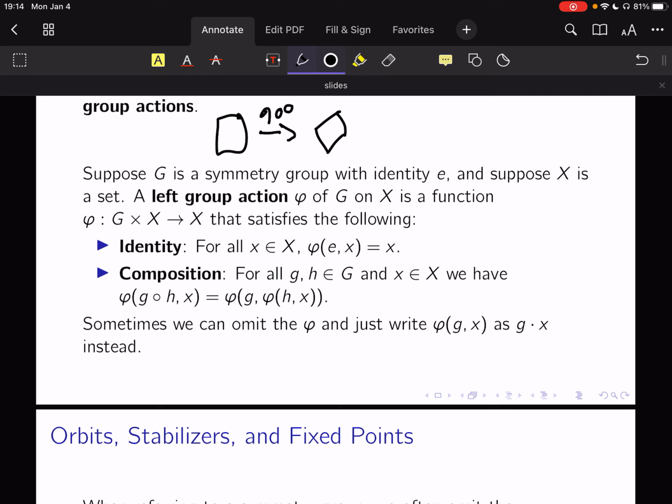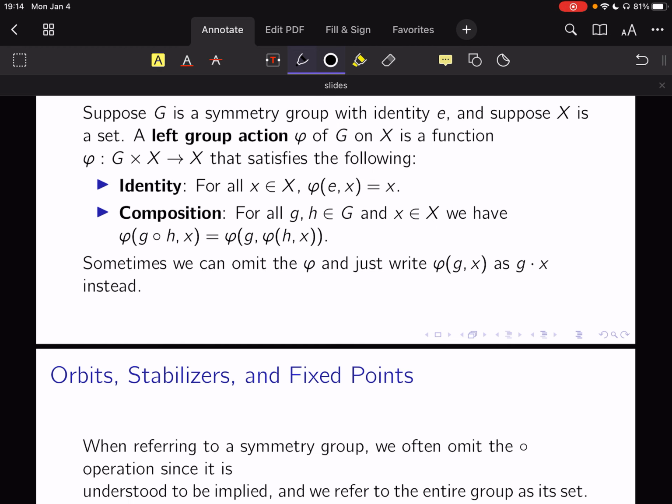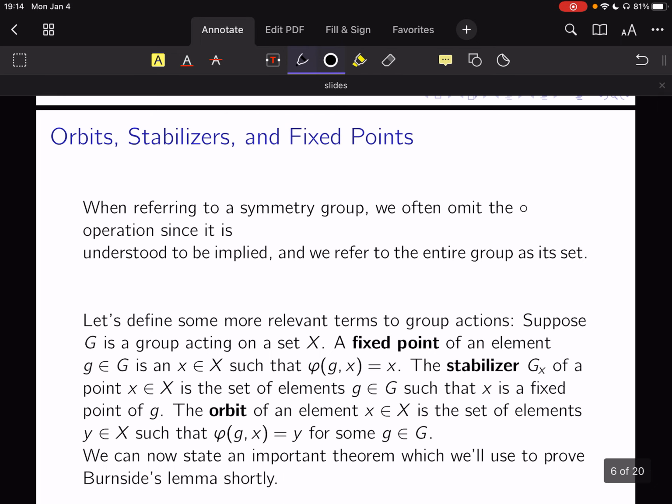And composition. For all g and h in G and x in X, we have that phi of (g composed with h) and x equals phi of g, comma, phi of h and x. Sometimes we can omit the phi and just write phi of g, x as g times x, for notational convenience.